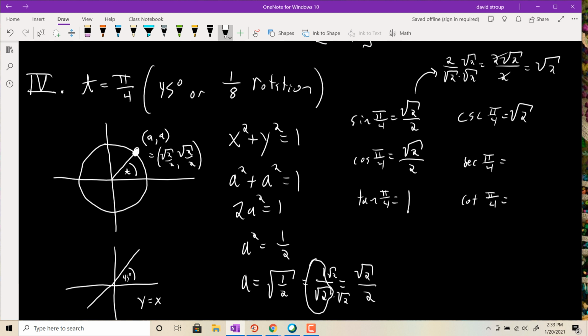So secant of pi over 4 is just the reciprocal of cosine of pi over 4. So that's going to give you root 2. And then finally, cotan of pi over 4 is just 1 over tangent of pi over 4. So 1 over 1 is just 1. Okay, so that's our first special angle.